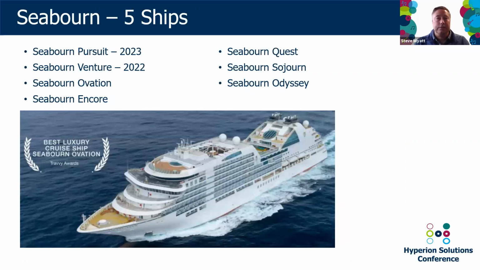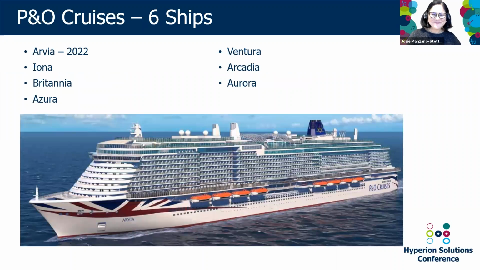Next slide. This is Seabourn, which is our luxury cruise line, which is currently made up of 5 ships, and we have a couple of ships coming very soon, including the Venture and the Pursuit, which are going to have onboard submarines, which is very, very cool. Next slide. And then the last brand is P&O Cruises, which has 6 ships and 1 coming next year. This is a picture of the newest ship coming next year.